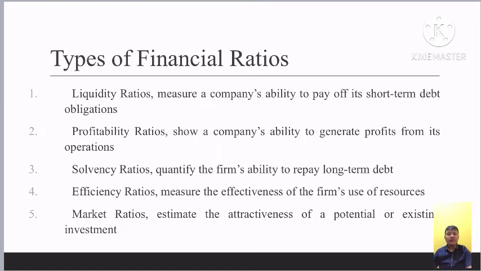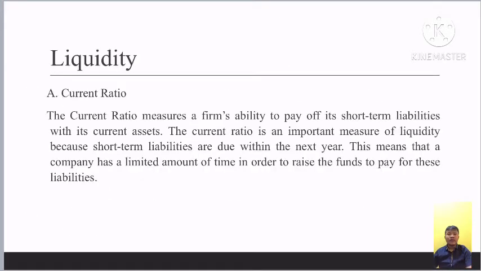And the fourth, efficiency ratio. This is to measure the effectiveness of the firm's use of resources. And last is market ratio. This is to estimate the attractiveness of potential or existing investments. The first is liquidity. In liquidity, the first is current ratio.